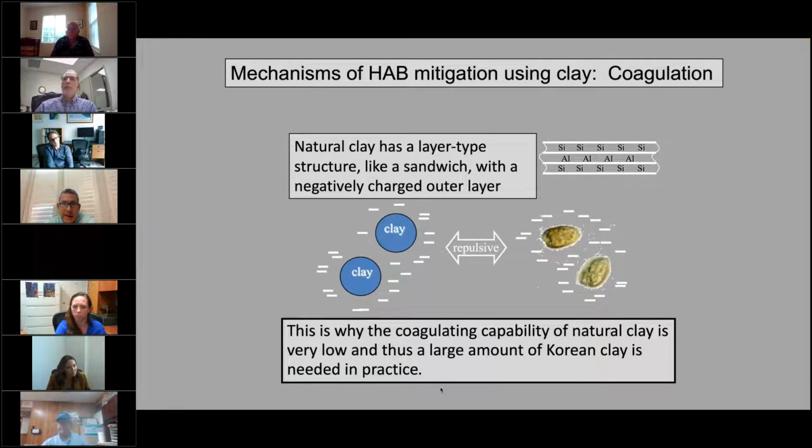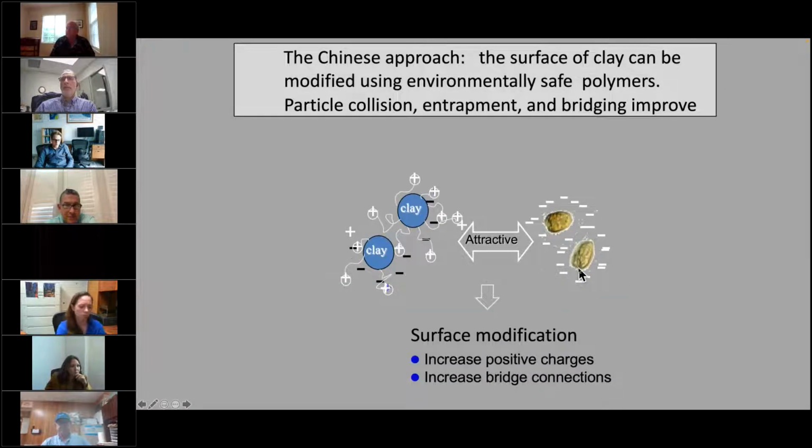So what the Chinese did, they then have adapted this method and improved it dramatically, and it's their clay that we are working with in our studies. Natural clay, you can see as layers of silica and aluminum, and there's a certain charge to them. And in fact, the algal cells, the red tide cells, have a similar negative charge, and you actually get repulsion. And so you need large amounts of clay to get this flocculation to occur. And what the Chinese approach is to modify the surface of the clay with an environmentally safe polymer.